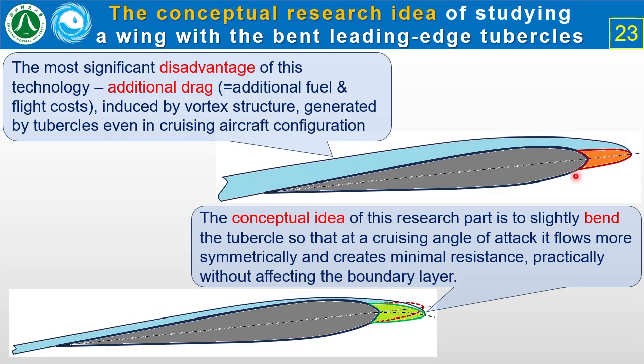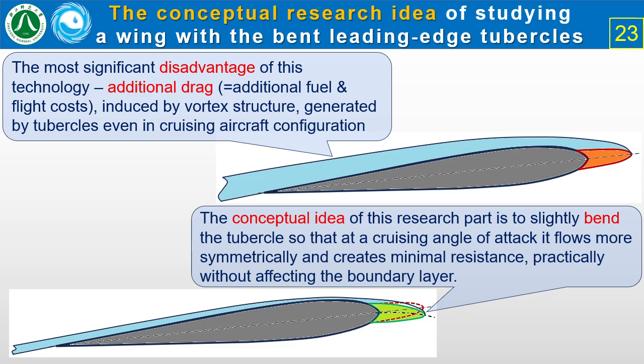The conceptual idea of the bent tubercles is to overcome the most significant disadvantage of this technology associated with the additional drag induced by vortex structure generated by tubercles even in cruising aircraft configuration. The bent tubercle flows more symmetrically, and at a cruising angle of attack, it creates minimal resistance, practically without affecting the boundary layer.